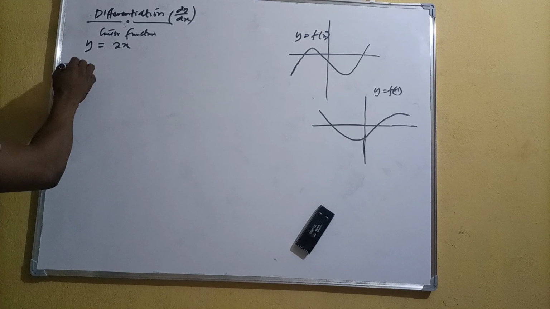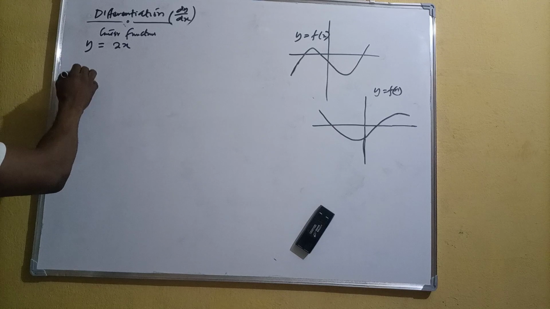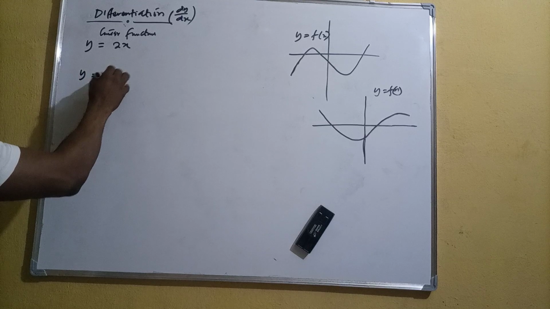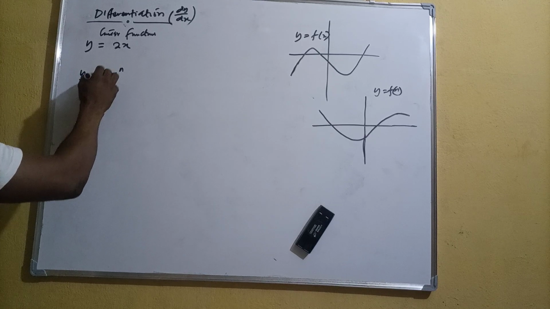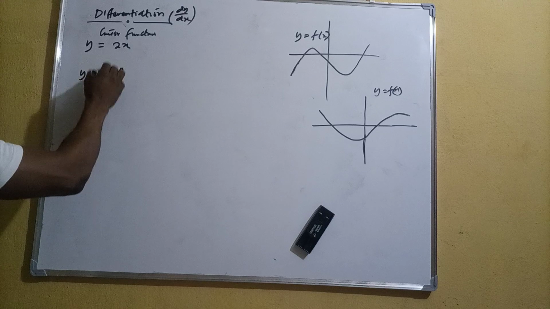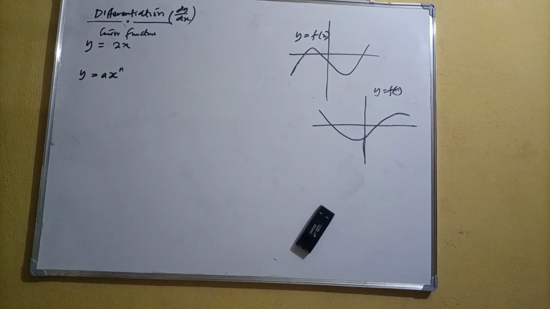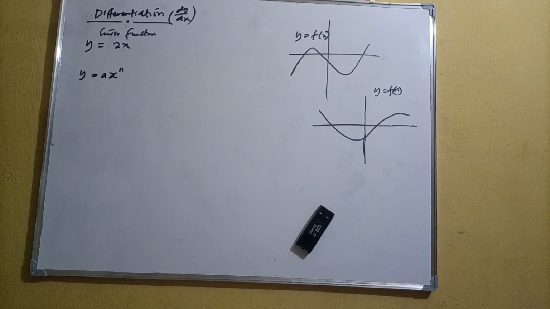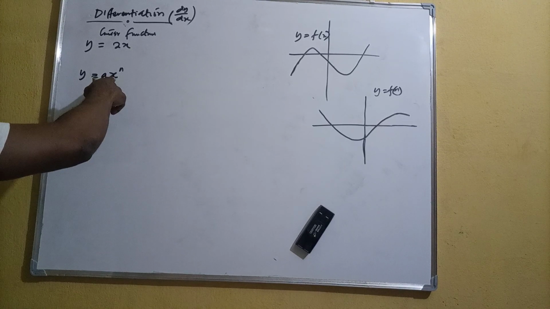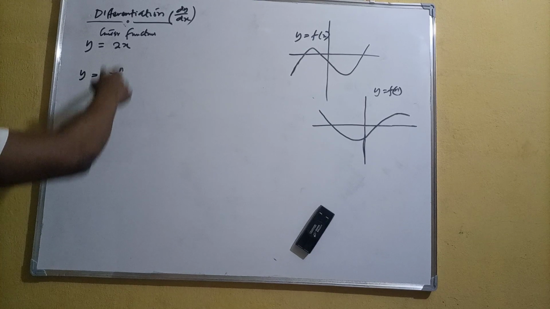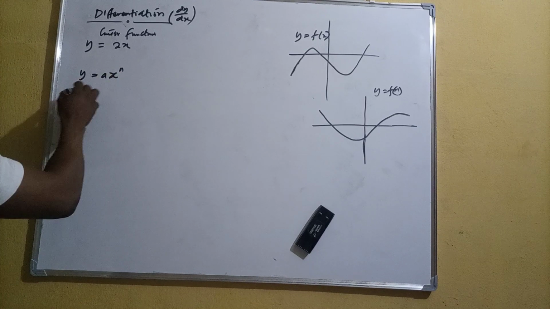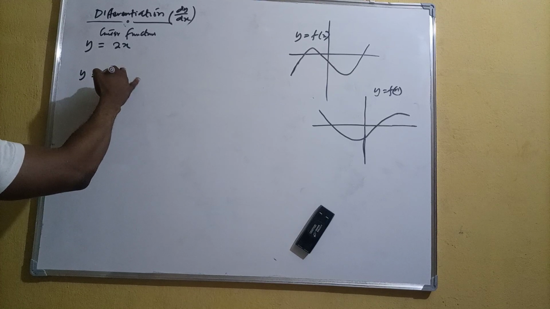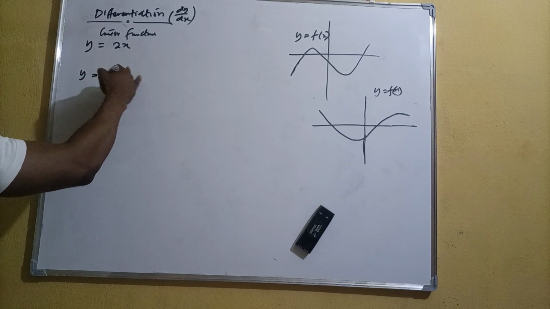The formula for differentiation is given as, if you have a function like this, y equal to ax raised to power n, where a is the coefficient of x and n is the power of x. To differentiate this function, we multiply the power by the coefficient and subtract 1 from the power.